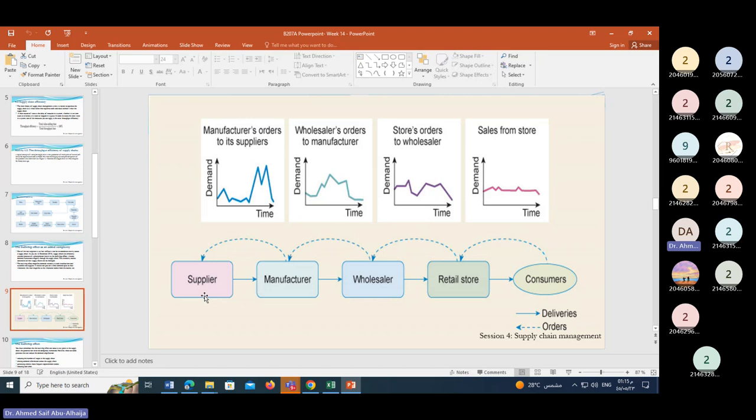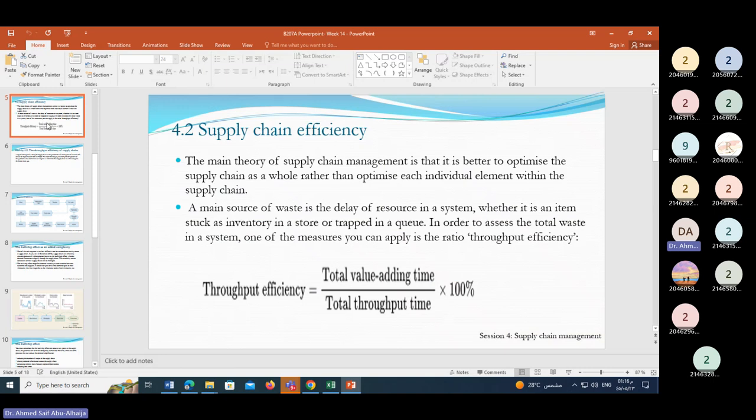Suppose the supplier is doing the best and the manufacturer is not doing the best. Suppose the supplier and the manufacturer are doing things as they are supposed to be, but many delays and many problems and many issues come from the wholesaler. We will have a problem eventually because it's a chain. We all need to do it right. If one of the stages is not right, this will affect the whole chain, the whole performance. That's why we need to do it right from all sides, and minimize as much as we can the different delays that may happen in any stage. That's why this is our job.